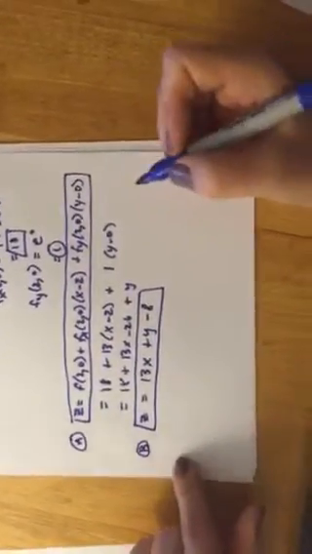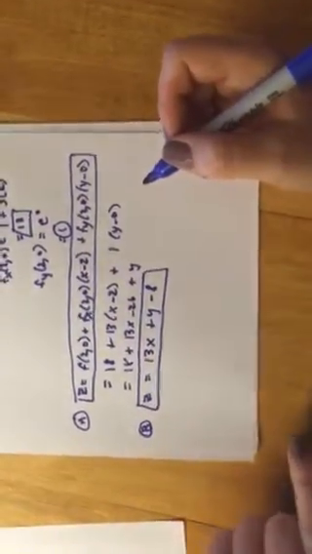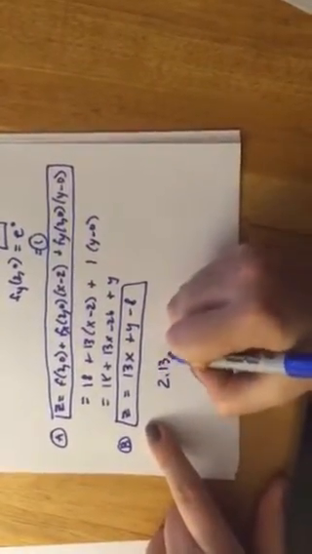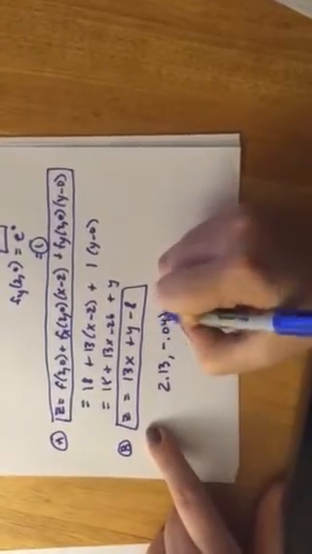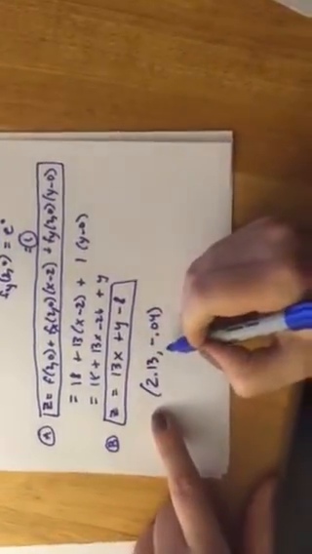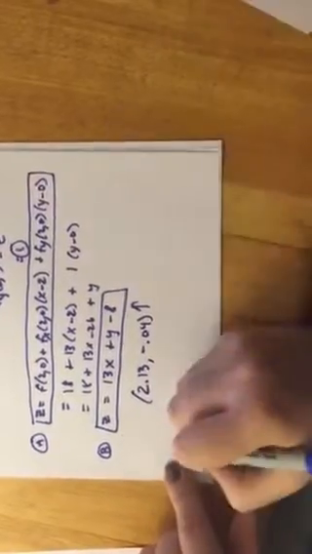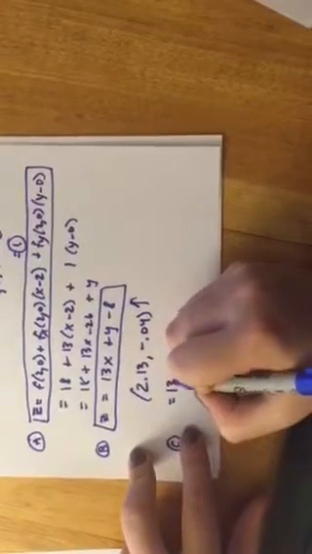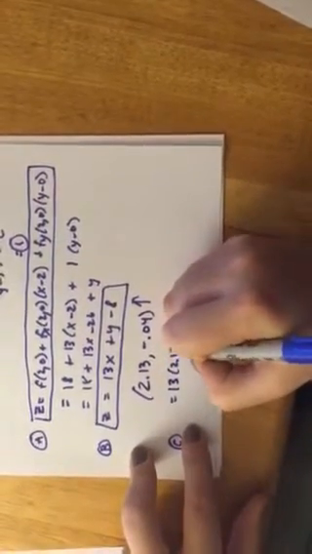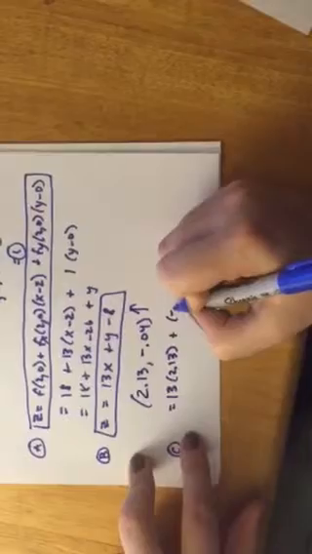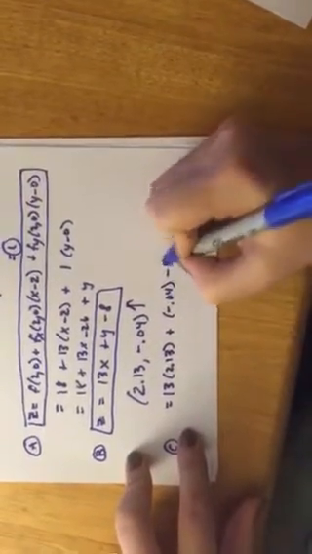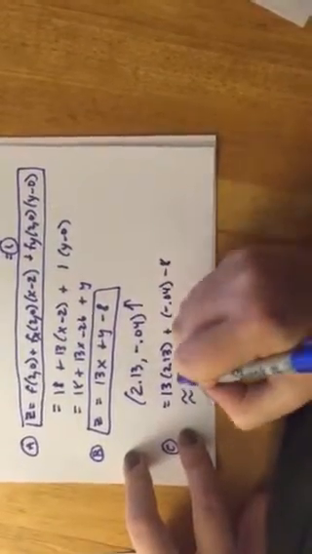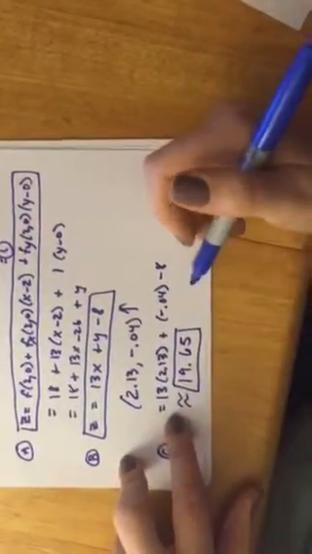And then it also asks us to approximate the value at the point (2.13, -0.04). So you're just going to plug those values into the tangent plane equation to get the answer to C. So it's going to be 13 times 2.13 plus negative 0.04 minus 8. And it's going to be roughly 19.65 as the approximation at that point.